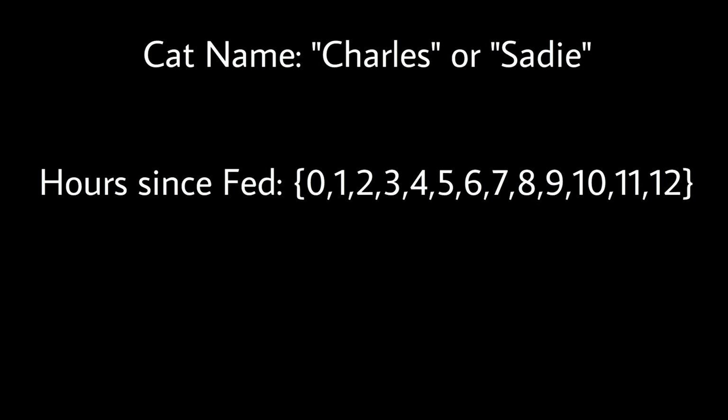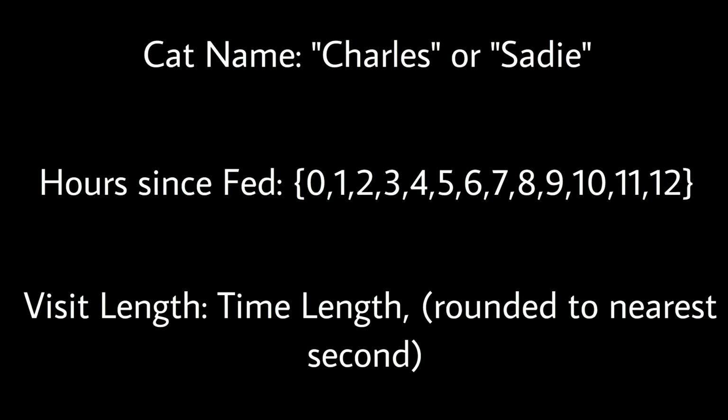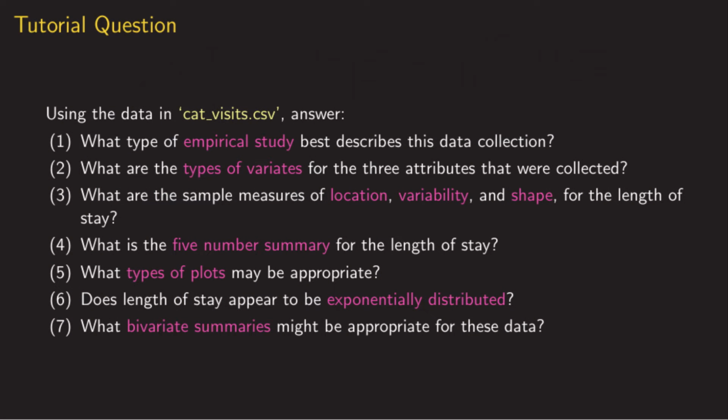And I also wrote down how long they stayed up on the desk for, which I've rounded to the nearest second just to make things easy. I recorded the first 100 observations that occurred, and the data should be available on the course website as cat_visits.csv. Using this data, we want to explore some of the concepts that have been covered so far.